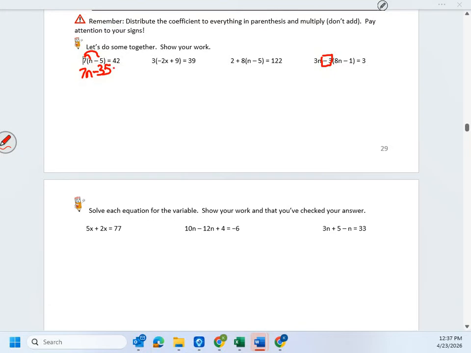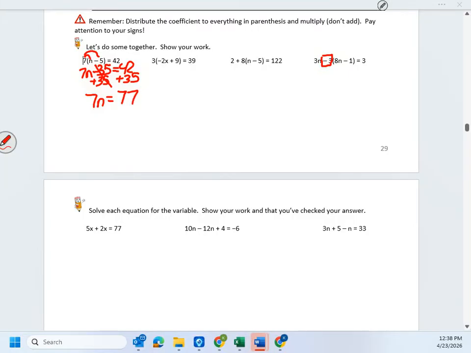Oh, equals 42. Yeah, we can't forget to bring down everything from that first equation. So you rewrite it all. 7n minus 35 equals 42. Next step, Colton. Add 35 to 35, and then add 35 to 42. Negative 35 plus 35 is a 0. So I have 7n equals what, Colton?